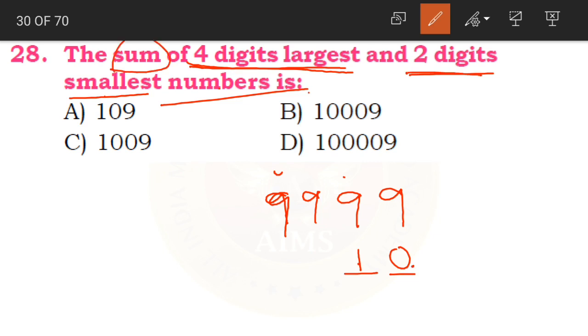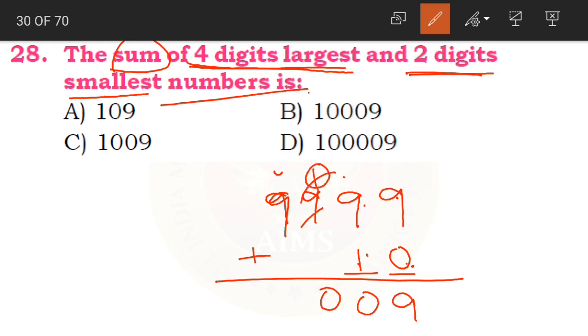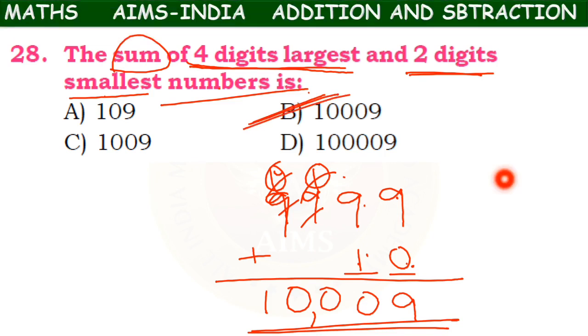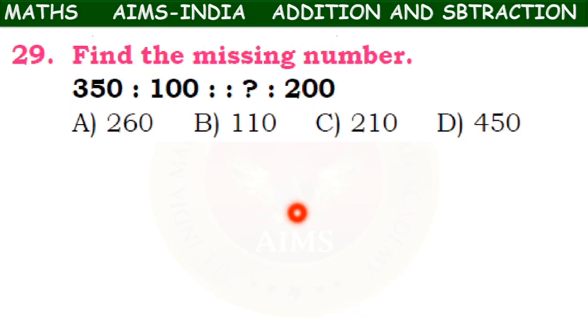What should we do? We should add them. Find the sum. 9 plus 0, 9. 9 plus 1, 10. 0 here, 1 carried. 1 plus 9, 10. 1 carried. 1 plus 9, 10. What is our answer? 10,009. See here there are a number of zeros, so don't get confused and choose the correct answer, that is option B, 10,009.